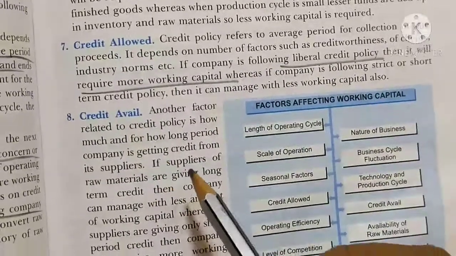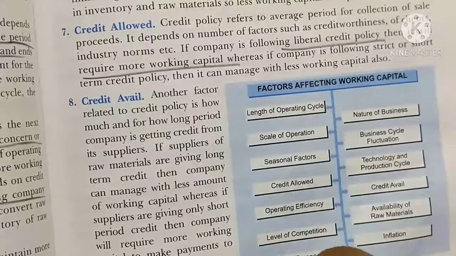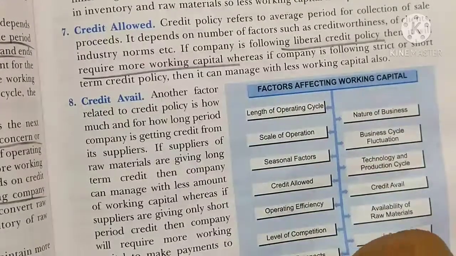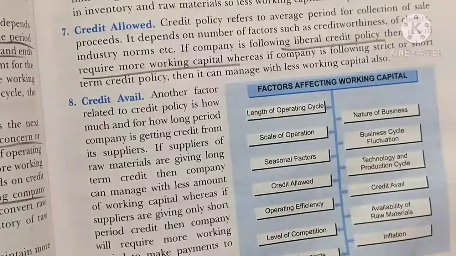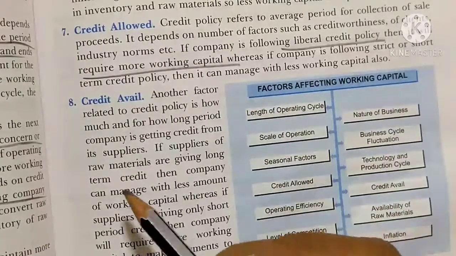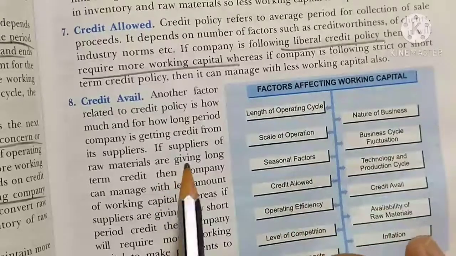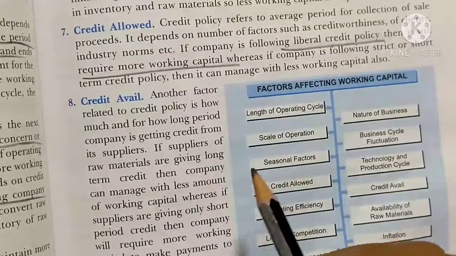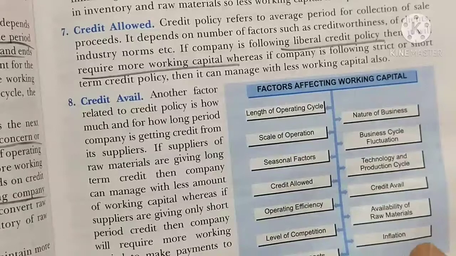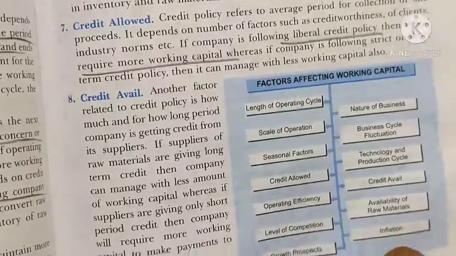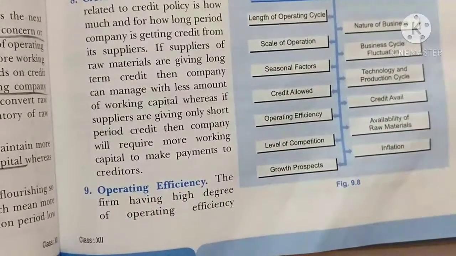Credit availability. Like we need raw materials for making finished goods. If our suppliers are giving us a long period of credit, there will be less need of working capital. But if suppliers are giving us short term credit, then we need to have more working capital.